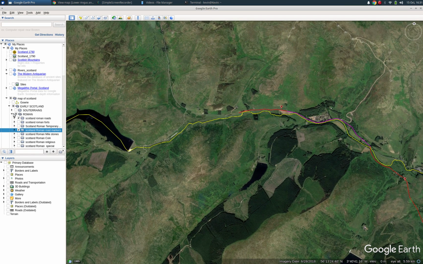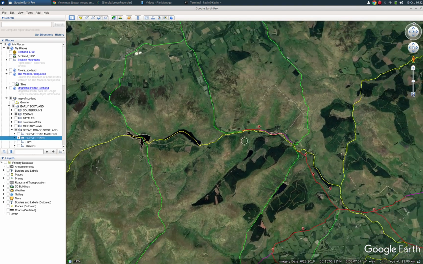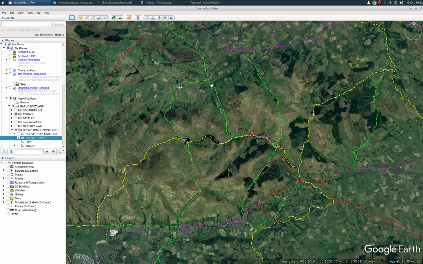But this is when it's useful to be able to actually include other types of archaeology. So for example, this is what happens when you plot on this map the drove roads of Scotland as per Haldane, who wrote a book on the drove roads of Scotland back in the late 1940s. And as you can see, the Roman road joins directly onto one of the biggest and largest drove roads that existed in Scotland at that time.